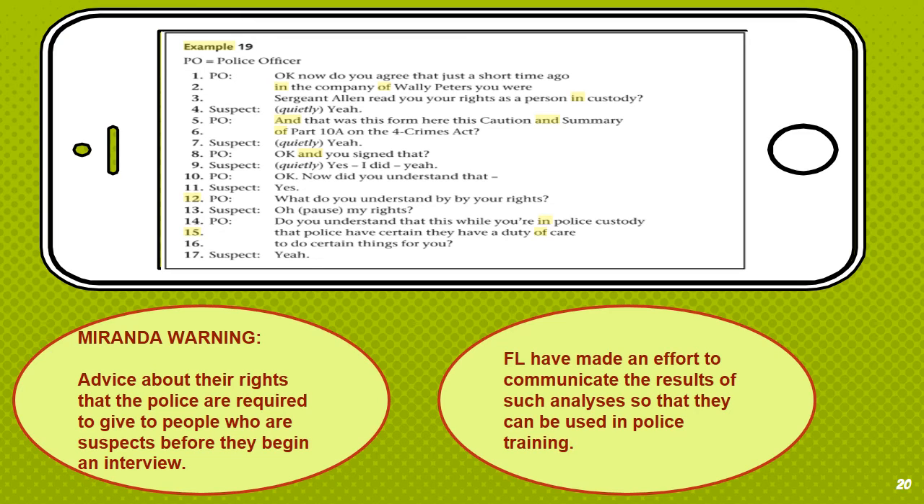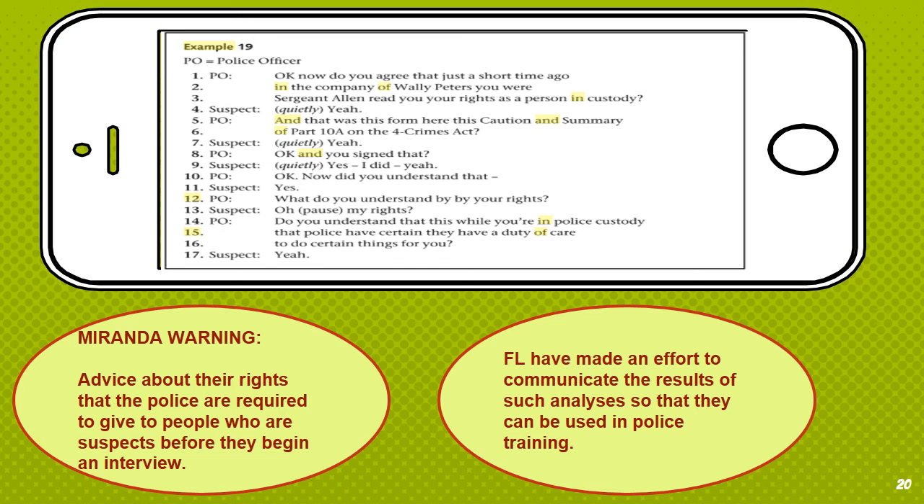Okay, and then the police officer asked him, what do you understand by your rights? And then the suspect said, "Oh, my rights?" The police officer asked him, "Do you understand that while you are in police custody that police have a duty of care to do certain things for you?" And then the suspect said, "Yeah."